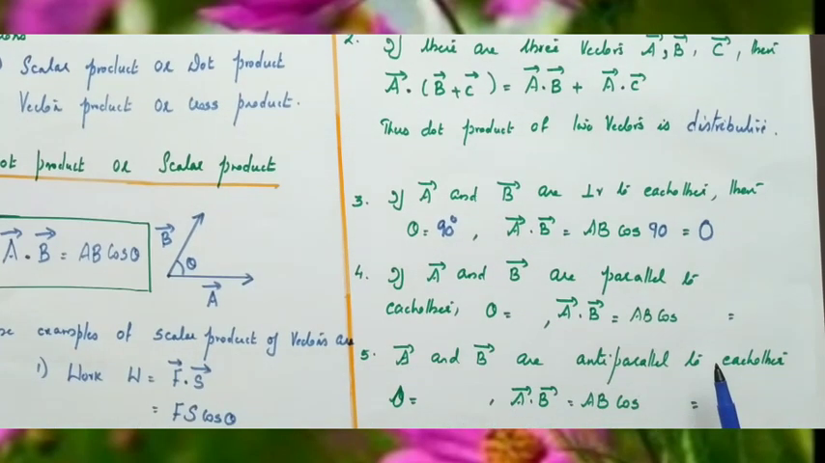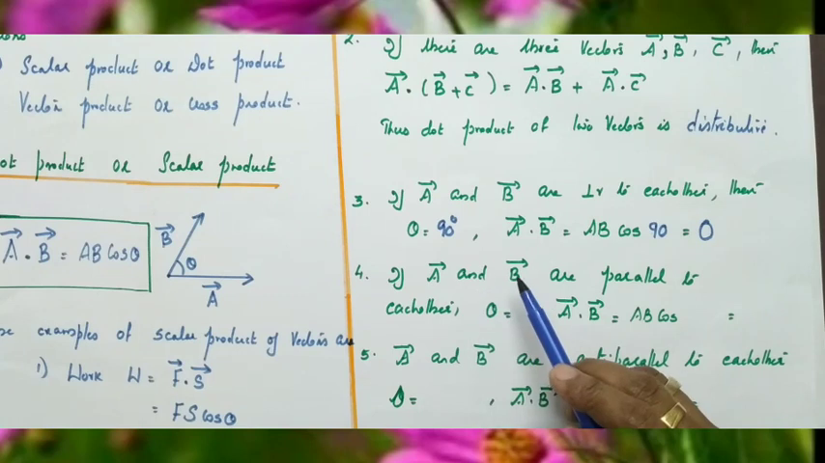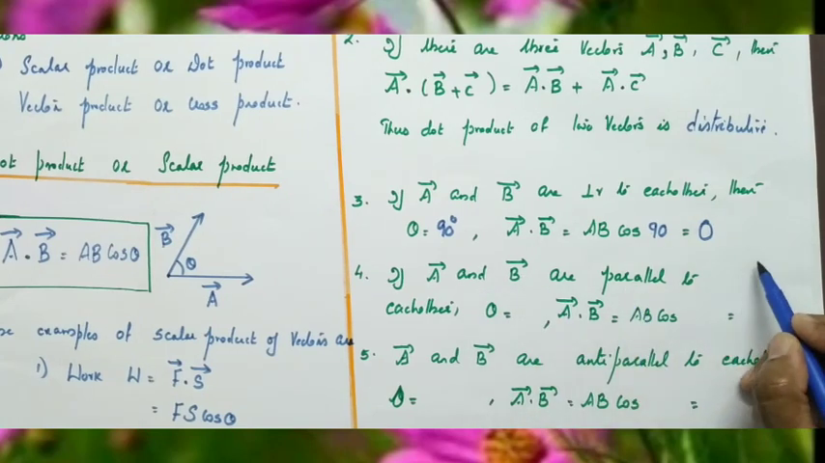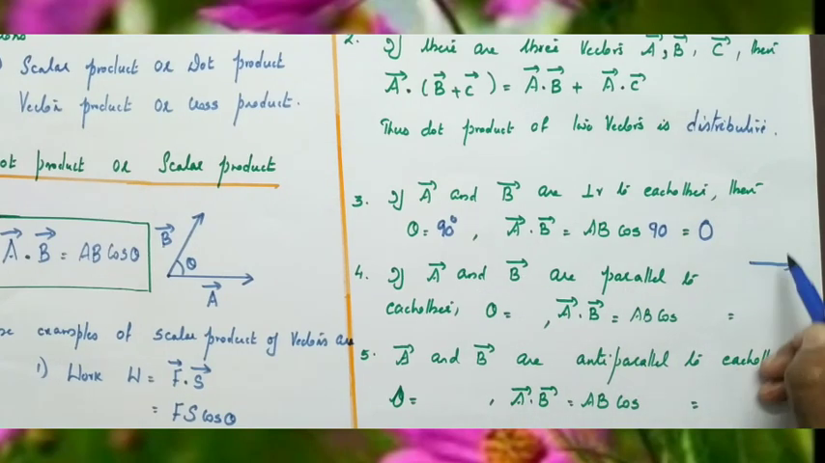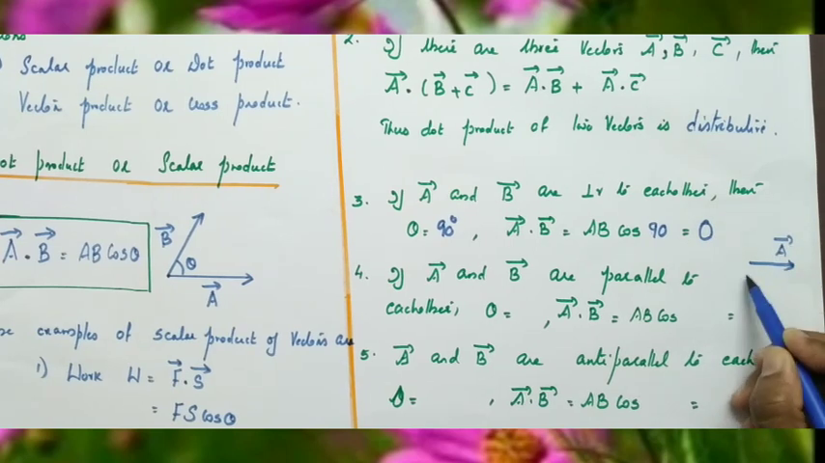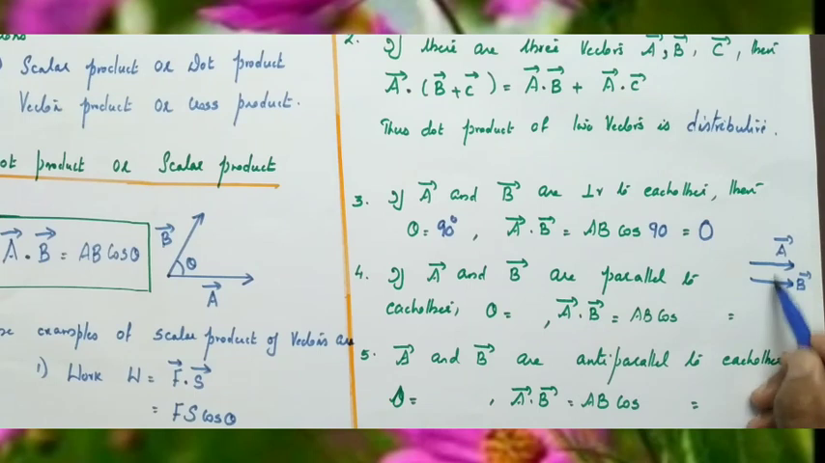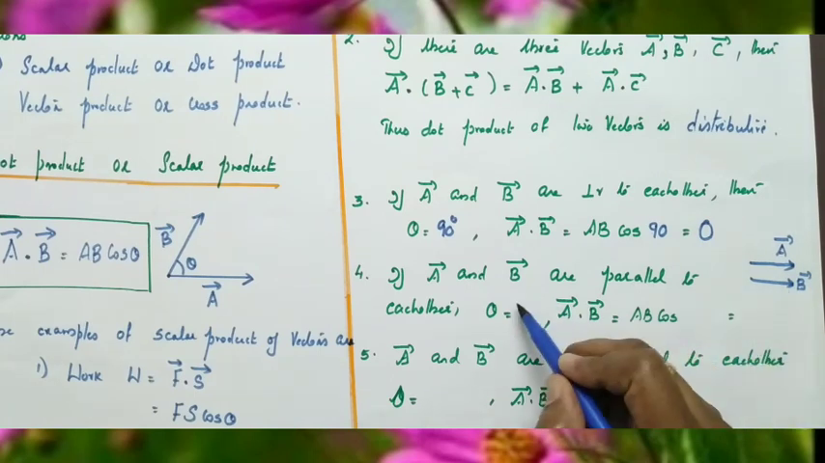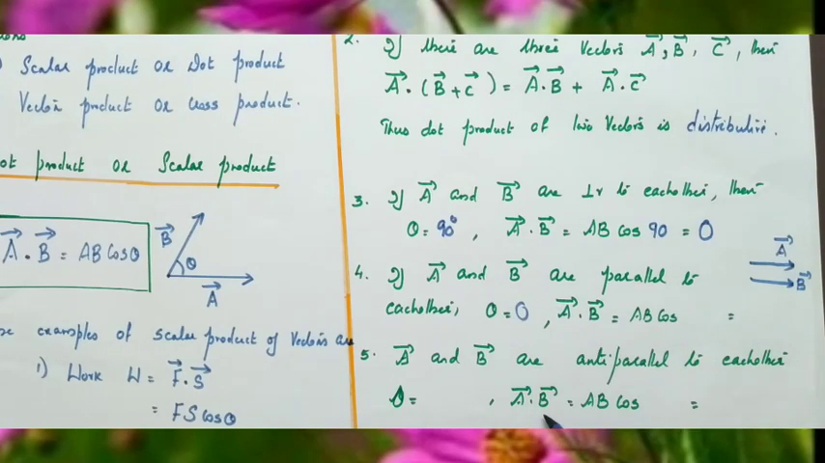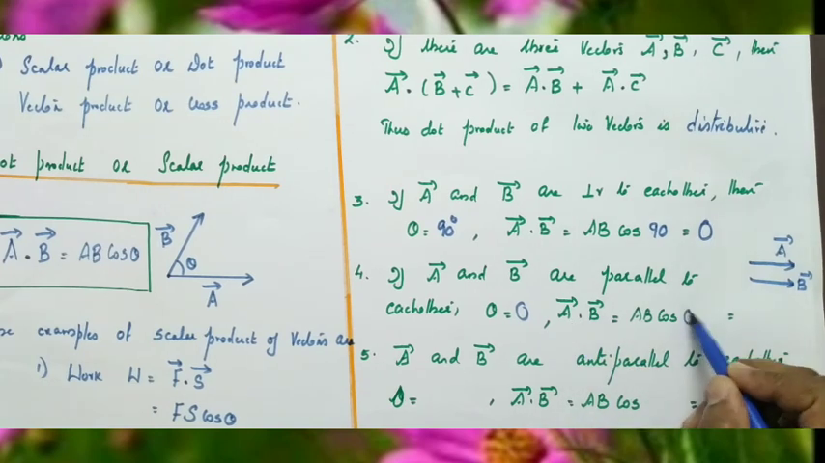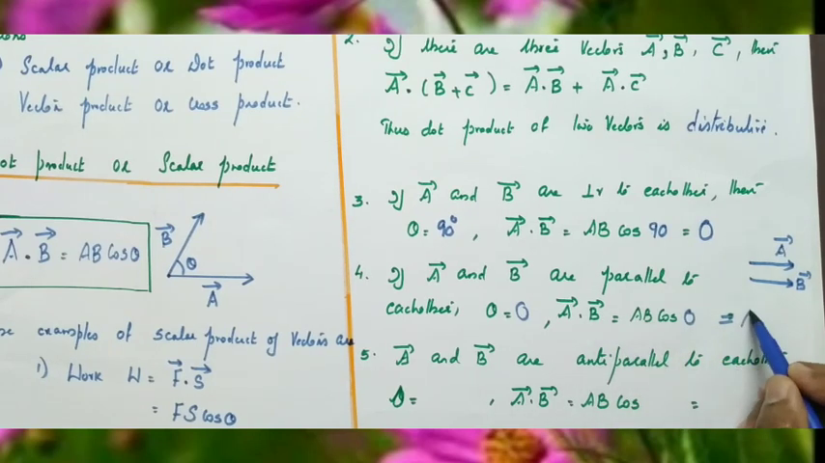Now if 2 vectors are parallel to each other, vector A and vector B are parallel to each other, that means like this, this is vector A and same is the direction of vector B. These are called parallel vectors. What is the angle between them? Angle theta is equal to 0, right? So that is A dot B equals AB cos 0. What is the value of cos 0? 1. So A dot B equals AB.